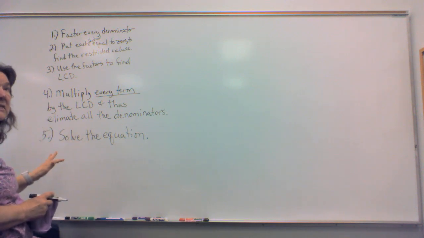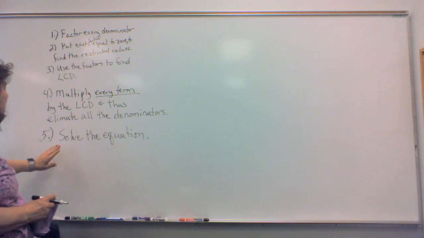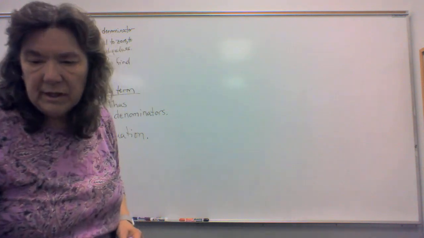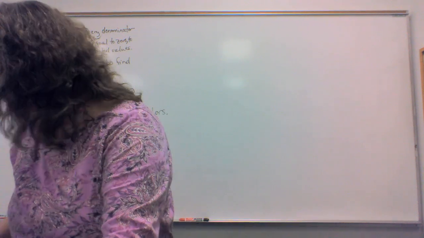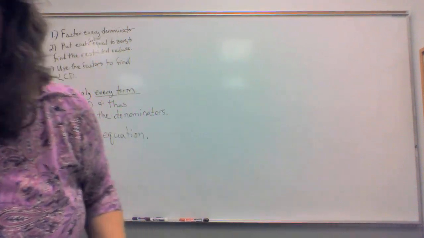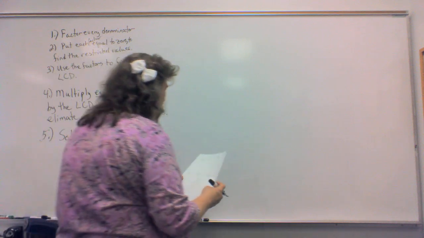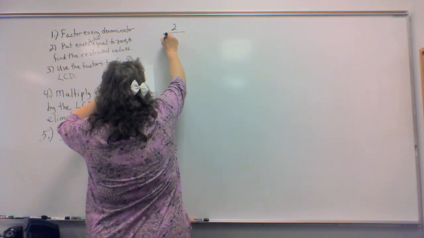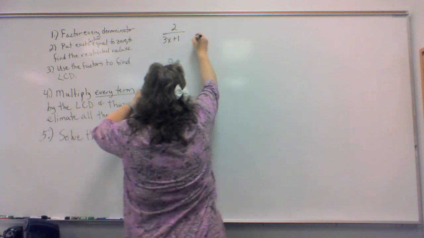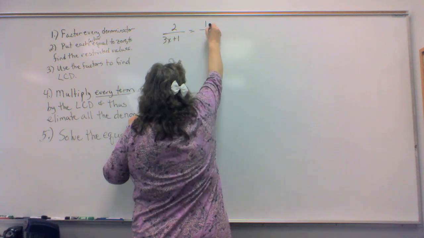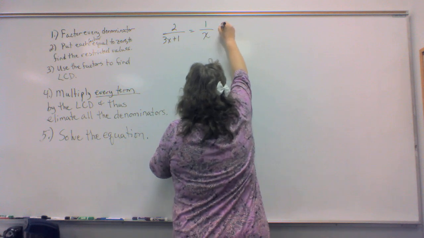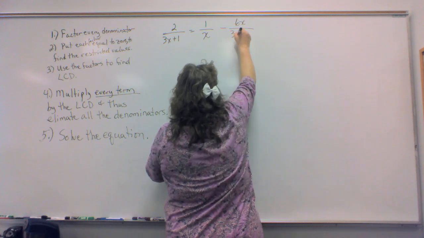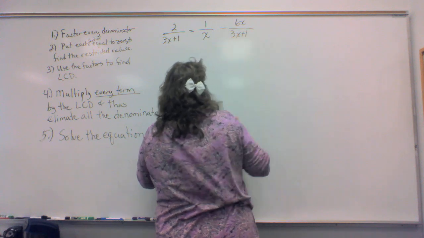So this makes it easier to do this, okay? And then you solve the equation that is left. Now, let's look at a couple of these equations to use for this. Okay, here it is. 2 over 3x plus 1 equals 1 over x minus 6x over 3x plus 1.